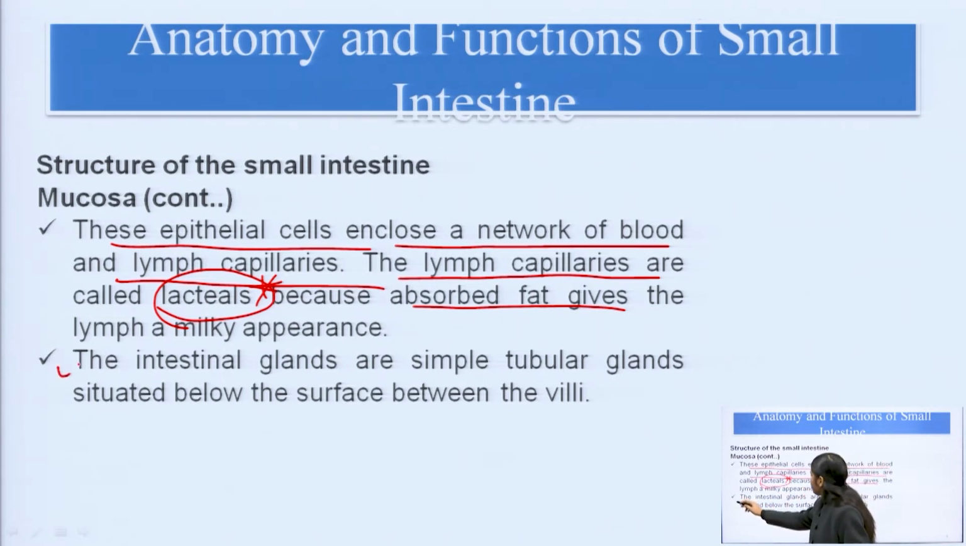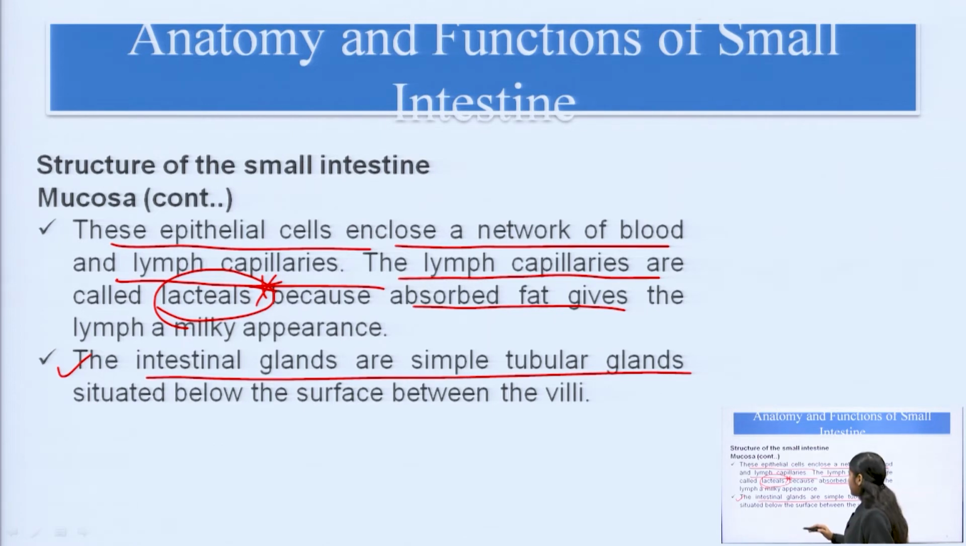Then see, the intestinal glands are simple. There are some intestinal glands also present in this epithelial area, producing the intestinal juices. These intestinal glands are simple tubular glands, and they are situated below the surface between the villi. So, in between the villi, below each villus, there are intestinal glands present, and these are producing intestinal juices required for the digestion of this food.